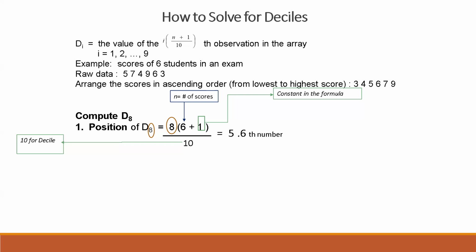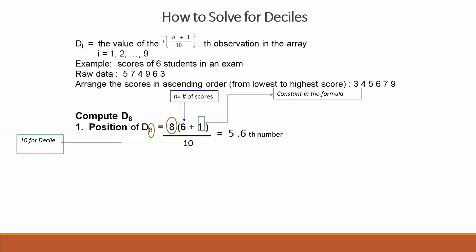These scores become 3, 4, 5, 6, 7, and 9. Now, we are looking for the position of the 8th decile. So we substitute in the position locator formula. I is multiplied by n plus 1 divided by 10. So our I is 8 because we're looking for the 8th decile. And n is 6 because we have 6 scores. And 1 is constant and then 10 for the denominator. 6 plus 1 is 7 times 8, that becomes 56, divided by 10, that becomes 5.6.